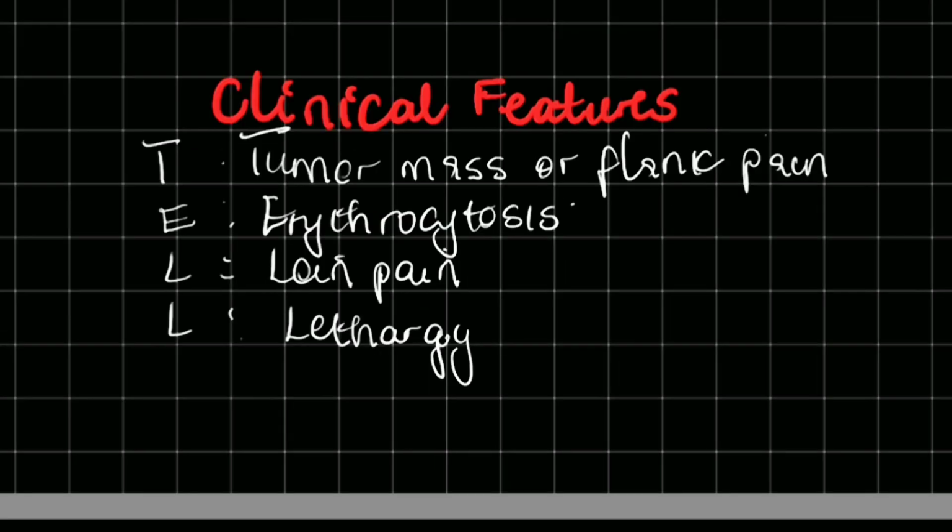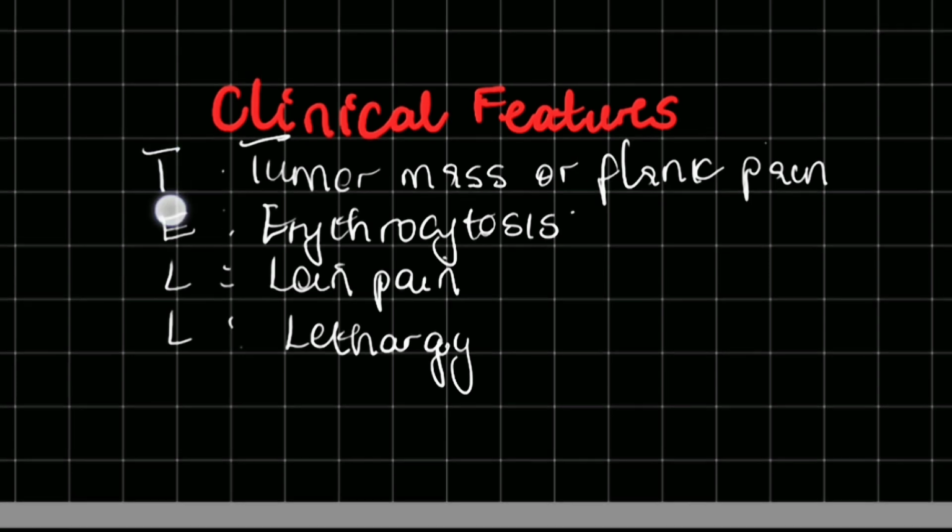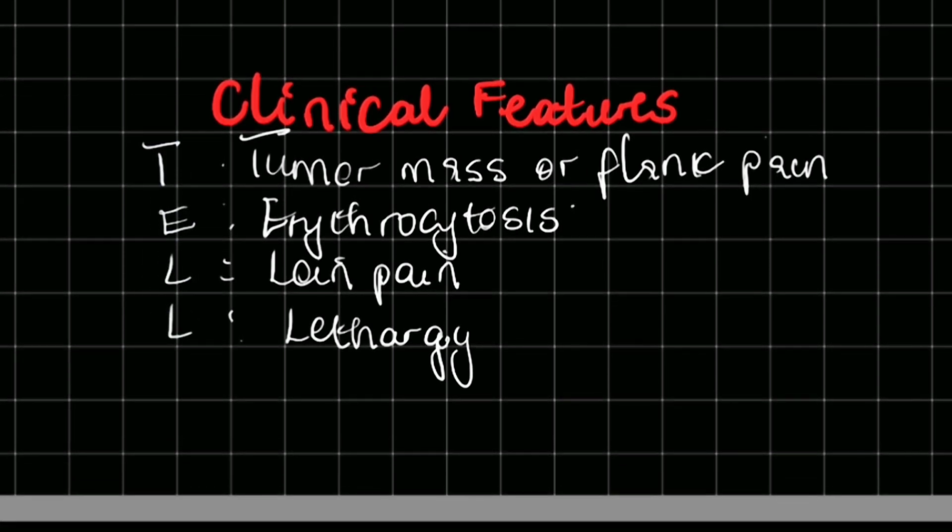Now we are going to be moving on to the clinical features. How do these tumors present clinically? We are going to be using the mnemonic TEL. I'm giving a lot of mnemonics so that we can remember it subsequently. T stands for tumor mass or flank pain. It's usually seen in late stages.